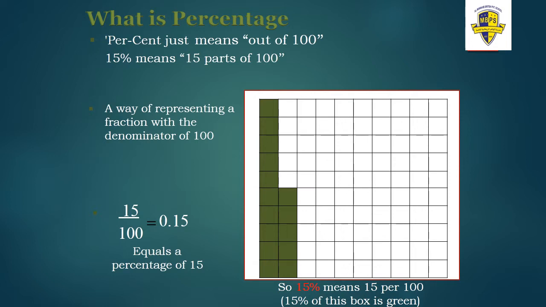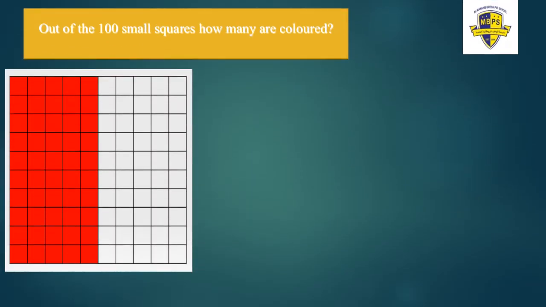For example, here we have 15 green boxes out of 100 boxes. So we write it as a percentage. We say 15%. That means 15 per 100 are green boxes. So, we know now that percentages are fractions with denominator 100. So always the denominator should be 100.